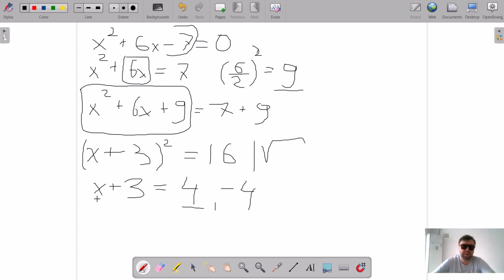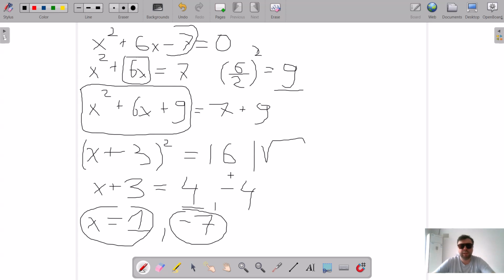First let's solve x plus 3 equals 4. This way x equals 4 minus 3, so x equals 1. Or we solve for minus 4. So we say minus 4 minus 3, because we move it to the other side. So x can also equal minus 7. And this is our solution. We solved it by completing the square.